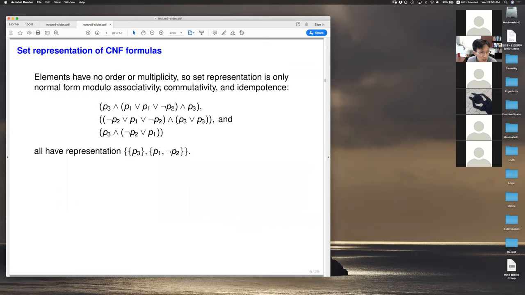So if it represents the CNF formula as a family of sets, it simplifies, not too much, but it simplifies enough that it will make our life a bit easier. And from the logical perspective, what it does is compute a kind of normal form or canonical form, modulo associativity, commutativity, and idempotence of the conjunction and disjunction. So the three formulas that you see on the screen will all have the same representation in this family of sets representation.